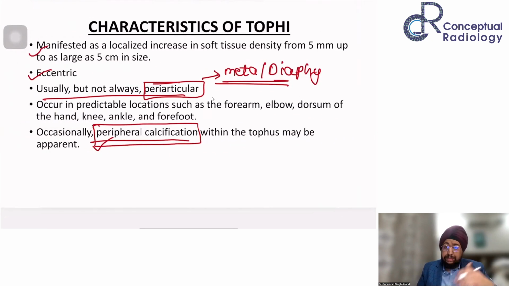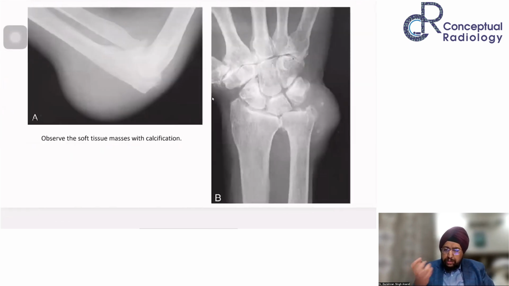Since these are the earliest changes, you'll see just soft tissue changes. That is either joint effusion, which will be manifested by replacement or displacement of the fat planes, and second, a focalized soft tissue swelling, that is your tophi. Till now, your bony changes have still not occurred. We are just seeing the soft tissue changes.